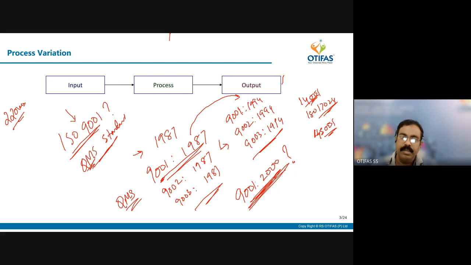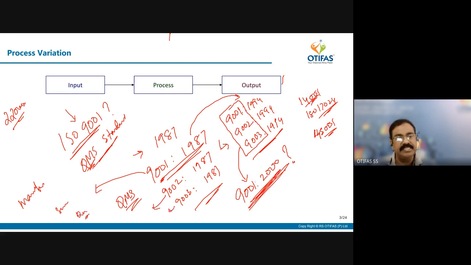Now, in 2000, they combined all these standards, 9001, 9002, 9003, into one single standard. Now, what was this standard all about? This is for manufacturing. 9001 was a manufacturing standard. 9002 was some service related standard, and 9003 was some quality inspection related standard, something like that. Three different standards.